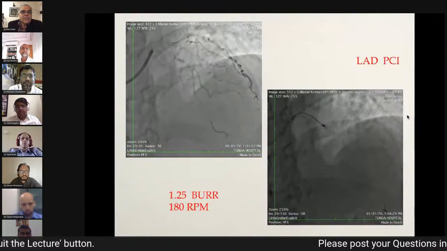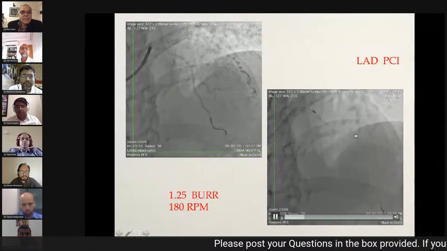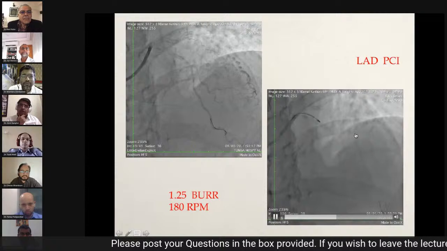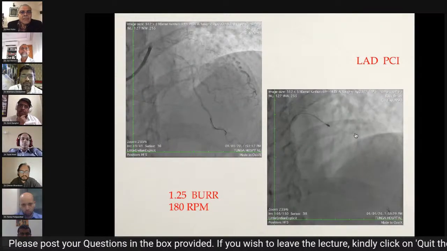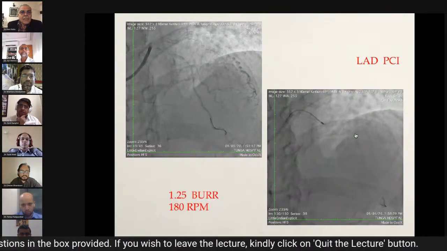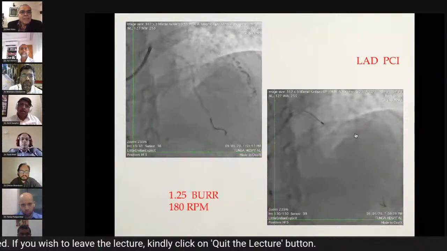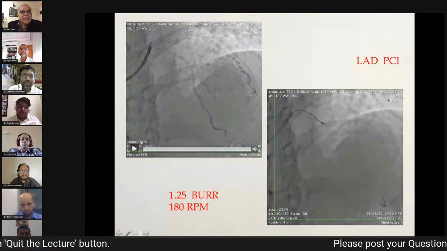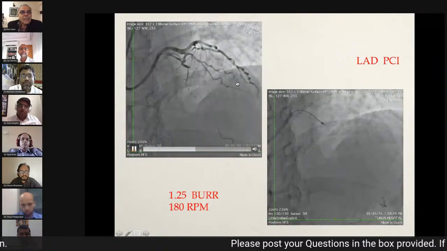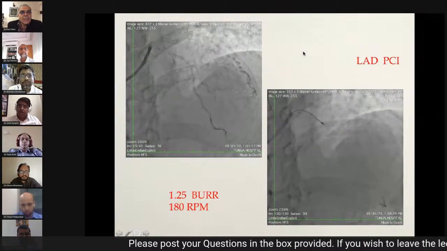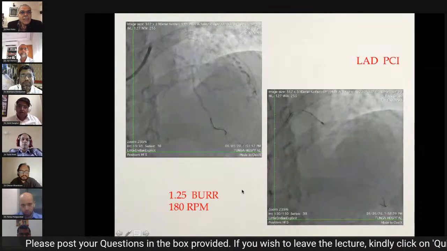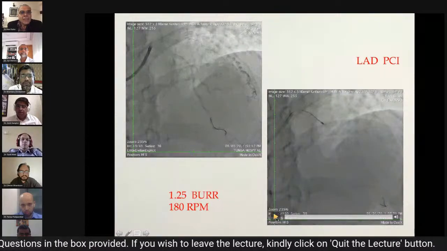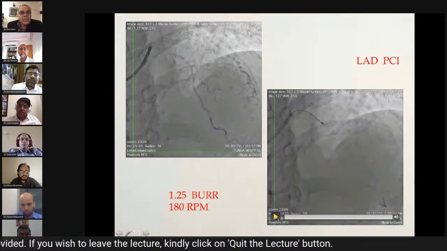So you can see the LAD was a totally occluded vessel. I crossed the LAD with a microcatheter support and a Fielder XTA guide wire. And after that, unfortunately, the microcatheter was getting stuck at this point. It just wouldn't go below that point. So we exchanged for a RotaFloppy wire through the microcatheter, and then we burred the LAD with a 1.25 millimeter burr at 180 RPM.